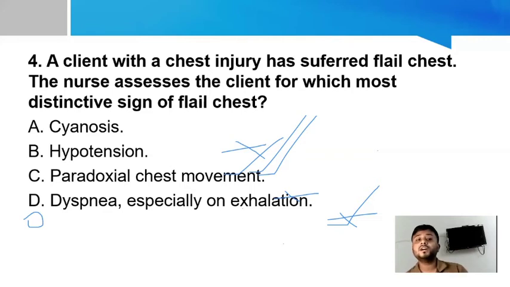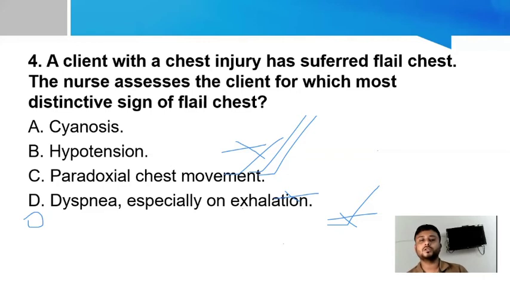See, the first option given is cyanosis. Cyanosis can indicate many diseases and many symptoms. So we can eliminate the first option, because they are asking for the distinctive or actual sign of flail chest. If the patient has cyanosis, he may or may not have flail chest; he may have some other heart disease or a peripheral vascular disease. So we can eliminate the first one.